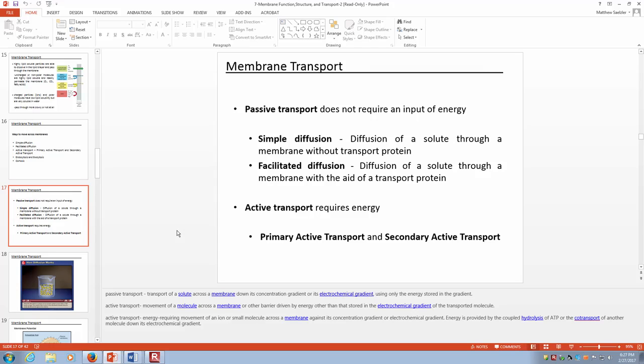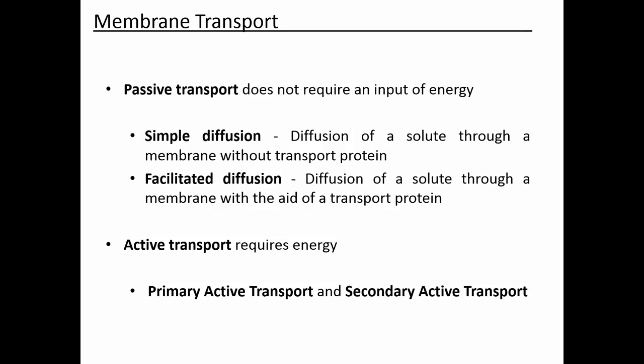So let me go back to the list of different forms of transport. So you have passive versus active. And we said there's going to be two forms of passive transport that we talk about, simple diffusion and facilitated diffusion. And then there's going to be two forms of active transport that we talk about. That's going to be primary versus secondary.